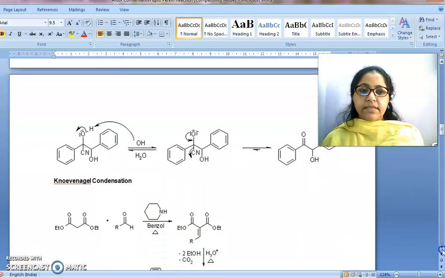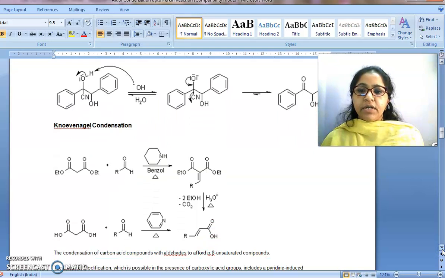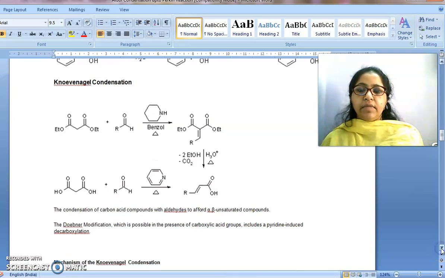So let us see the next reaction, Knoevenagel condensation. Here also, whenever there is the word condensation, we know there will be a formation of condensation of one product. Okay, so normally it is water. Okay, so let us see this. Here what we have taken is condensation of a carbon acid compound with aldehyde. So we have a carbon acid compound, a diester, you can say. This is an ester, this is an ester. So it's a diester, and at the alpha position in between there should be a hydrogen.